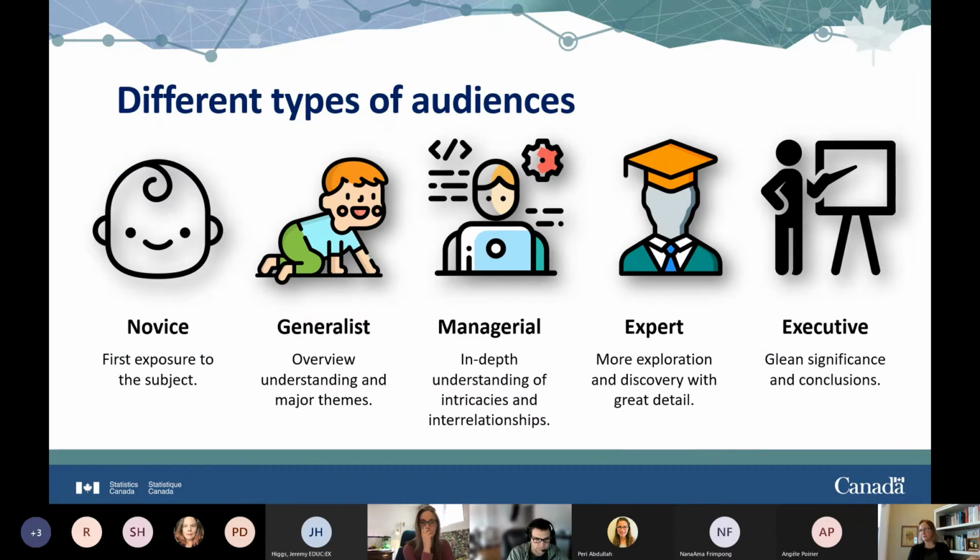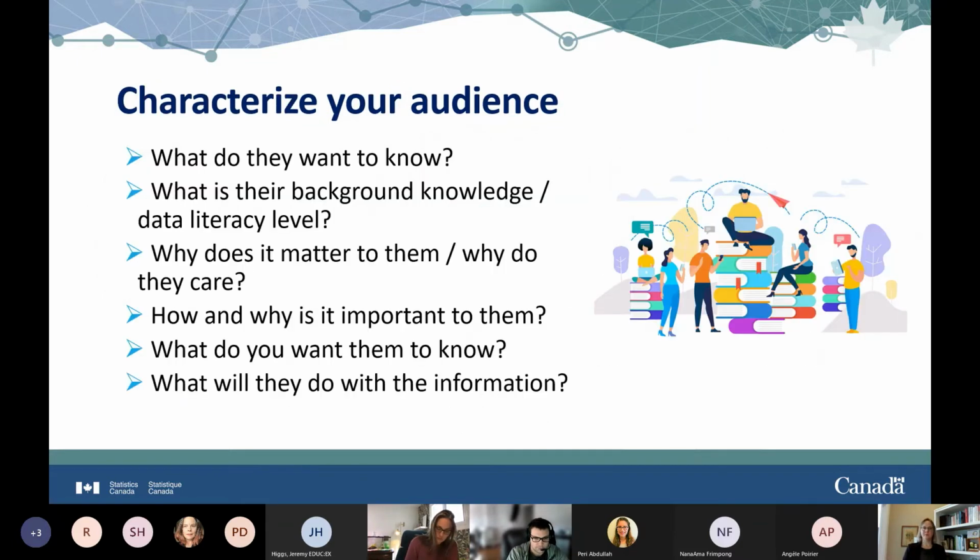So there are different types of audience. Be mindful that if your audience is the general public, there will be more on the novice side than on the expert and executive side. This is going to influence how you write and what you report. So characterize your audience. What do they want to know? What's their background? What's their data literacy level?